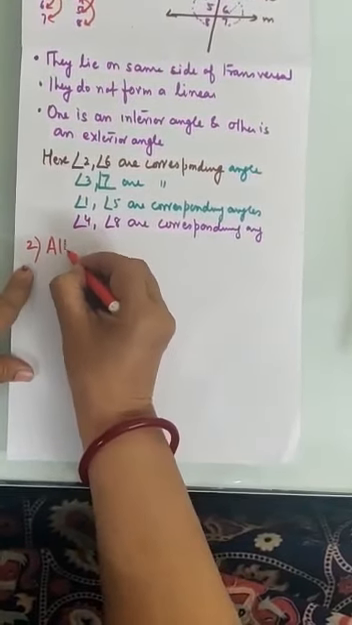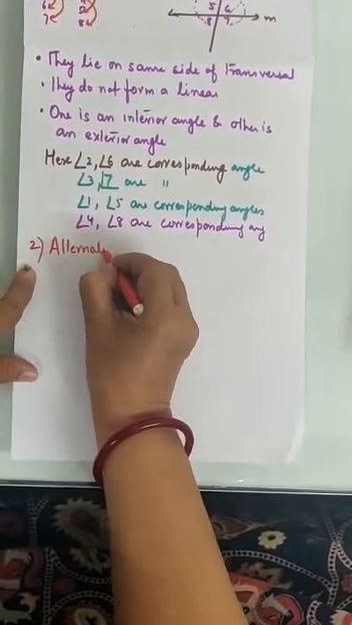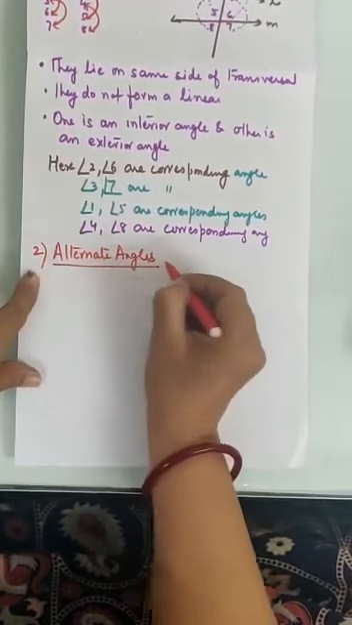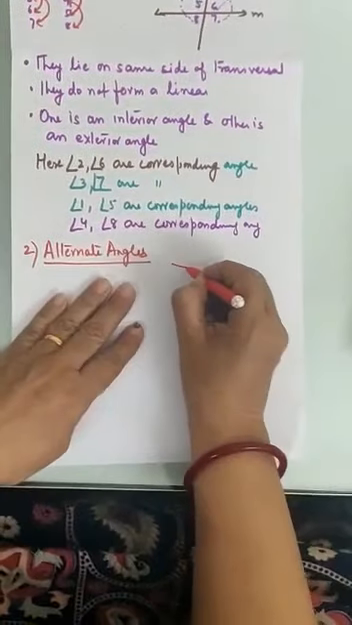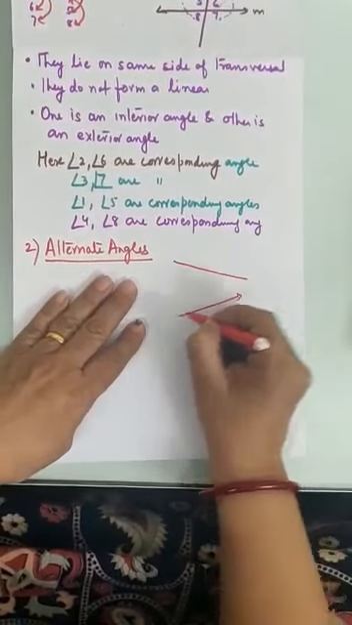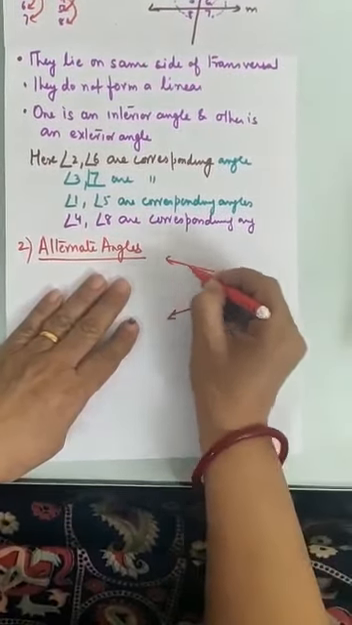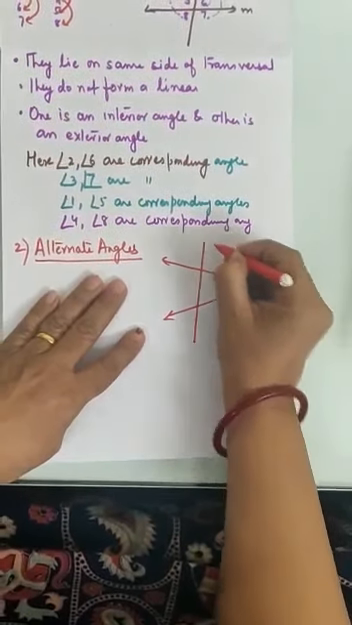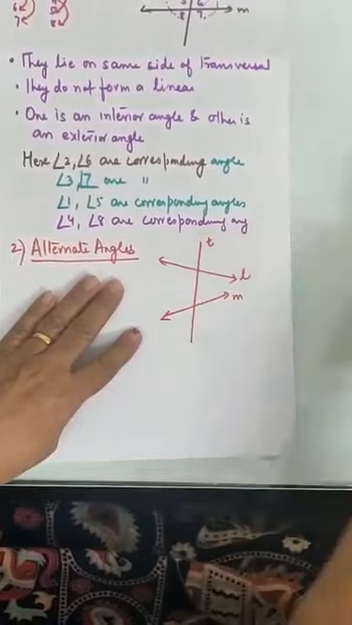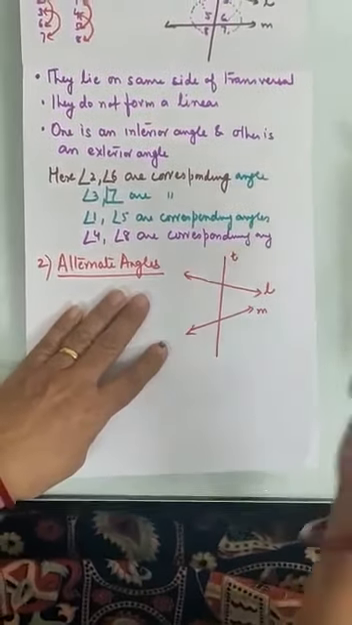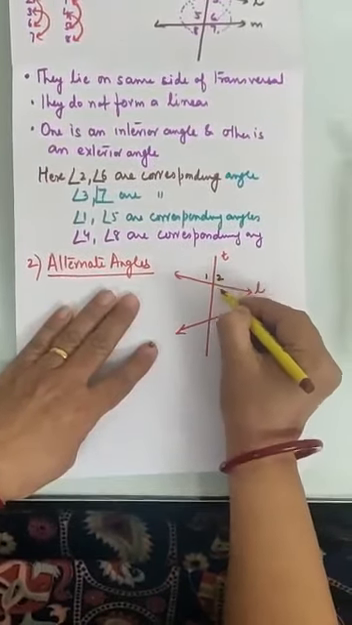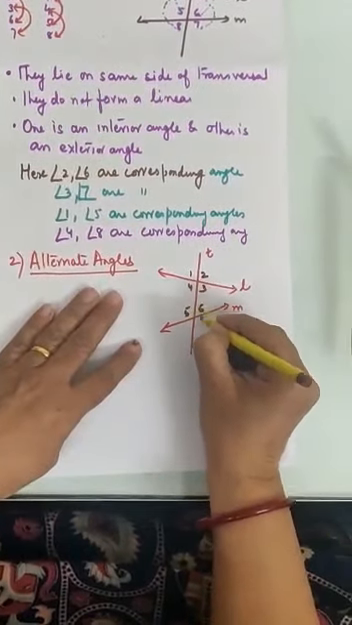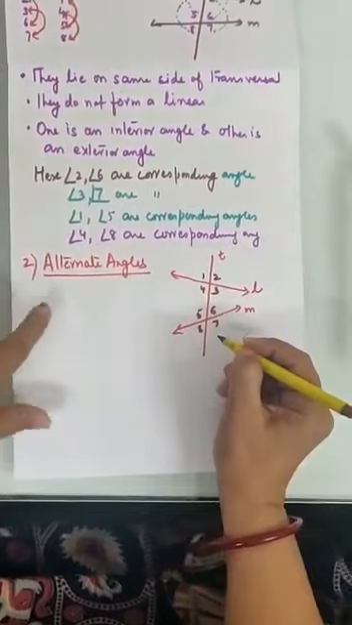alternate angles. Okay. Now let us see what are alternate angles. Again we draw two lines cut by the transversal. Okay. Let us mark the angles 1, 2, 3, 4, 5, 6, 7, 8. Okay.